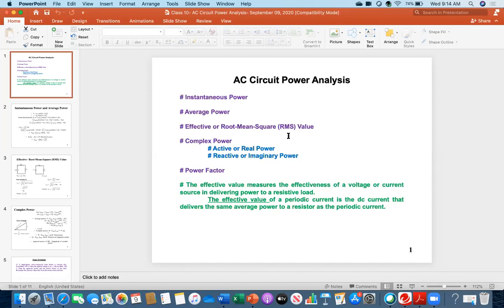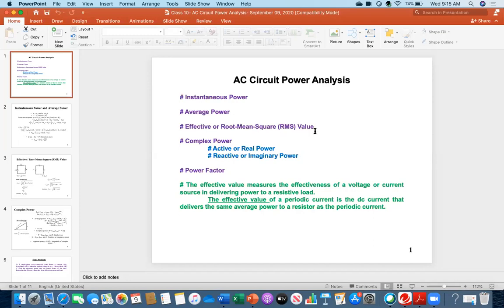And then see the third bullet. Again, I will explain soon: effective or root mean square, that is the RMS value. Everybody knows what the voltage is at your home, right? That is 120 volts, between phase and neutral. That voltage is actually this effective or root mean square value.